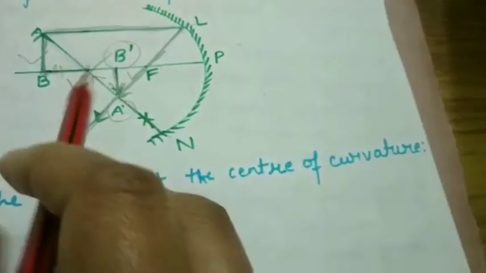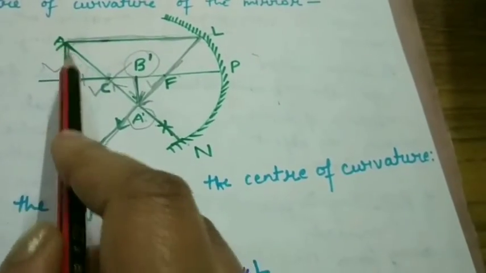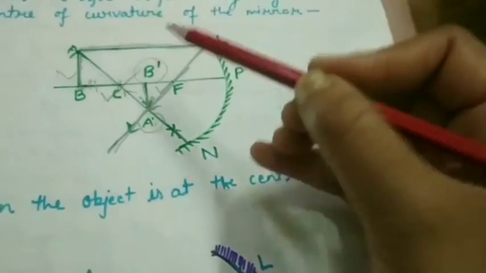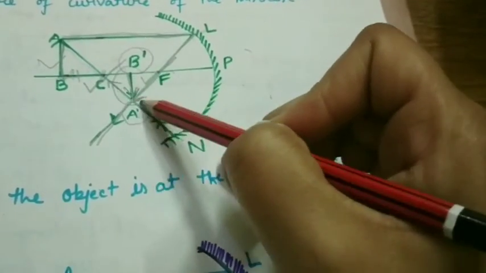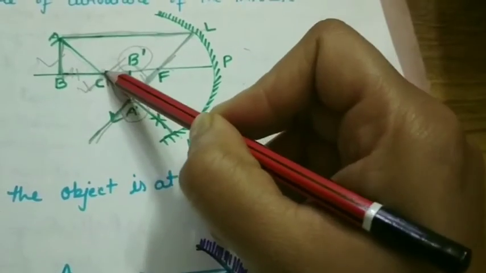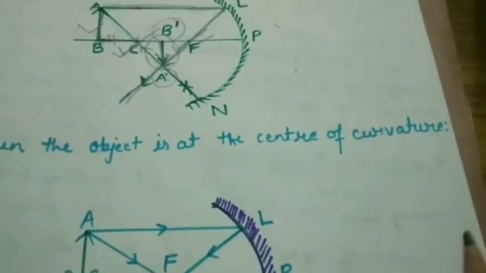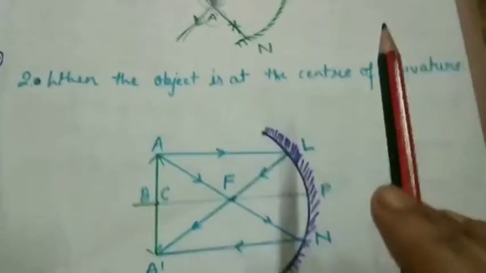Understood? If any object is placed far away from the center of curvature, its image will be formed between the center of curvature and focus. I hope you have understood.